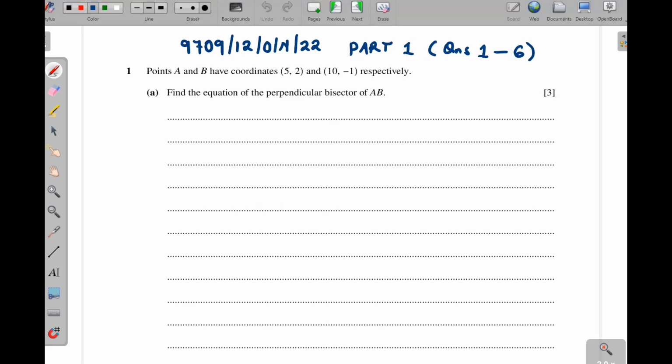This is Teacher Simon taking you through ASPO Mathematics paper 9709/12 for October November 2022. And this is part 1 for questions 1 to 6. Question 1 is coming from coordinate geometry.